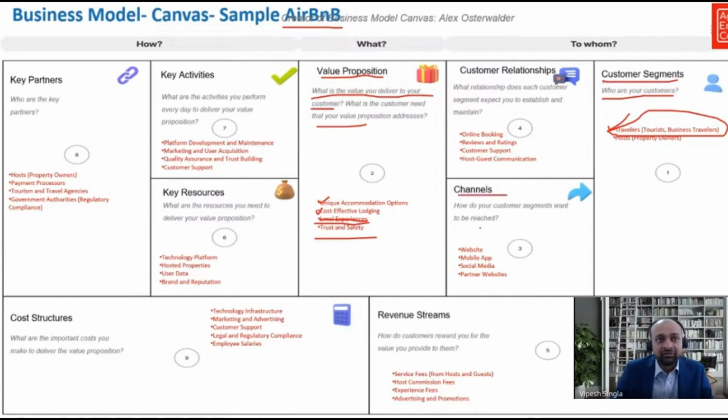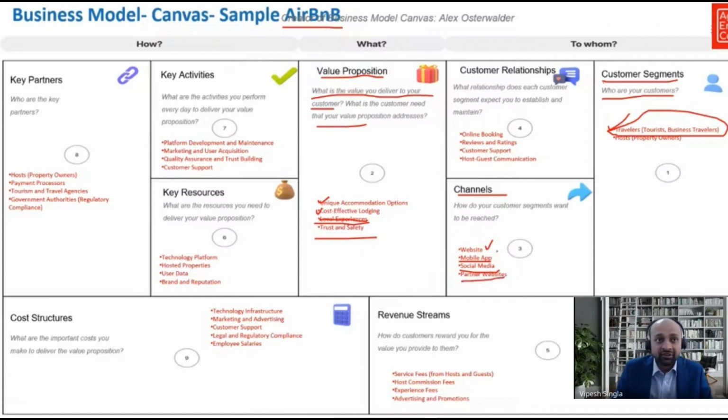The channels which Airbnb uses for reaching their customers are: they have their own website, which is Web 2.0. They have their own mobile app on iOS and on Android. They use social media for promoting their advertisements. For example, they promote themselves on Facebook, YouTube, all these platforms, and they also promote themselves on partner websites.